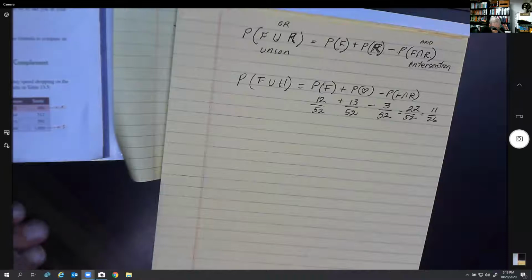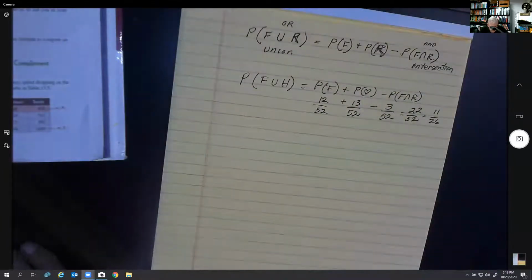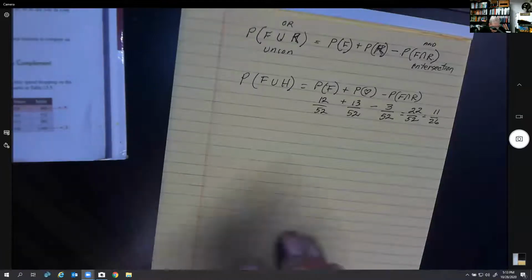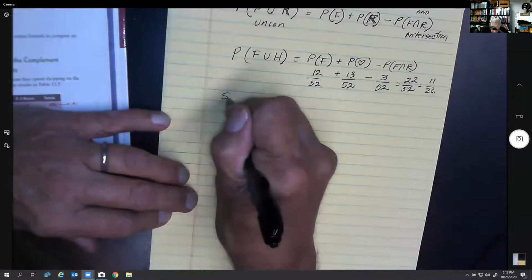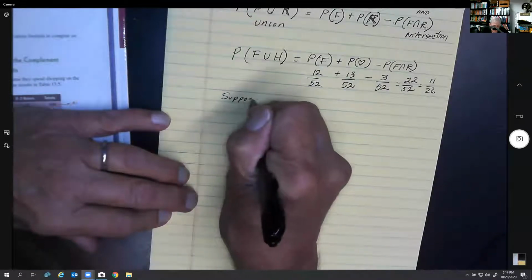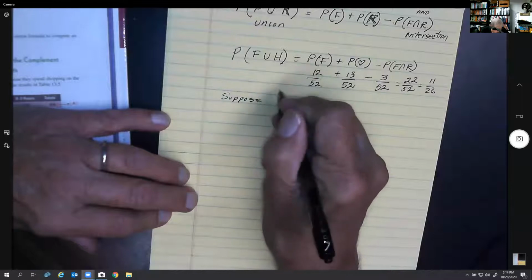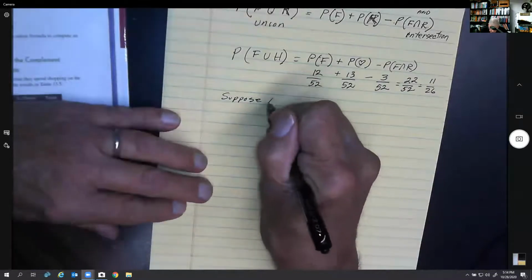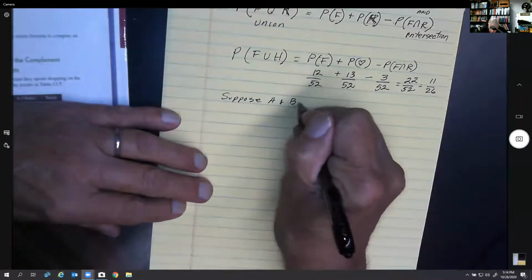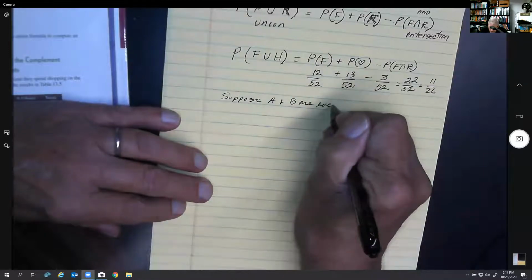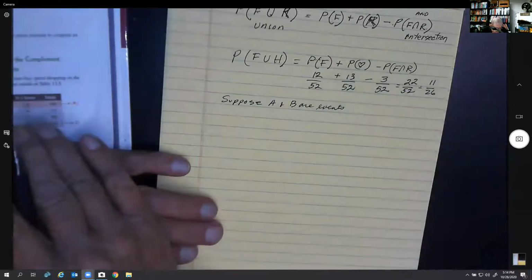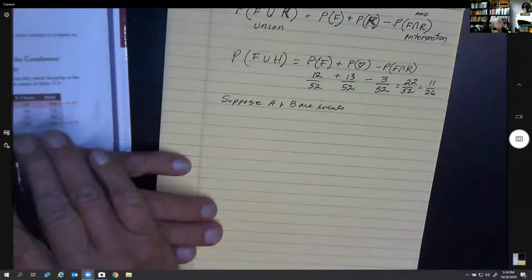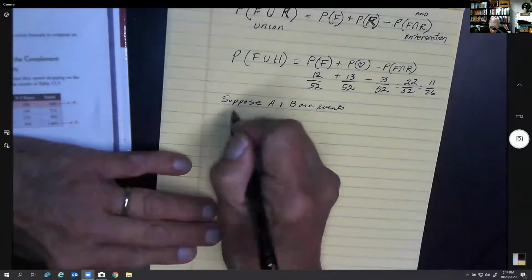Okay, so that's all they're saying there, and it looks like it's all confusing. Let me give you another example here. Suppose A and B are events. They're just events, something that's happening. Pulling a face card, pulling a heart, that's an event. Okay, and they give you some information.